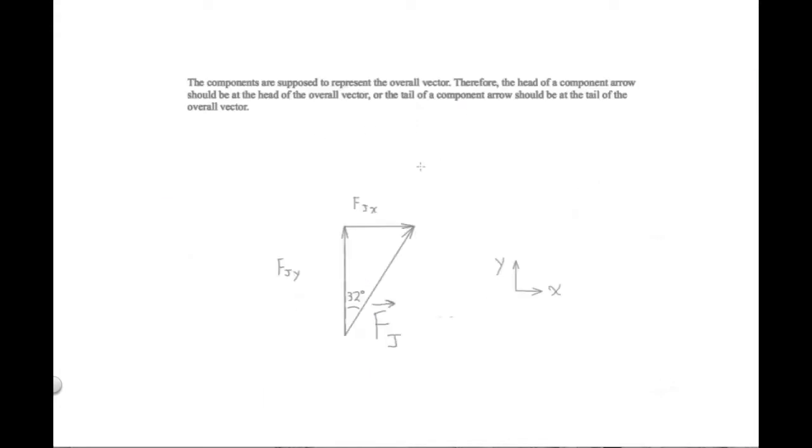The more technical way to think about it is that where we have the head of the overall vector, we should have the head of this component. And where we have the tail of this overall vector, we should have the tail of the component. That's this rule here. Okay, so we've drawn the right triangle.